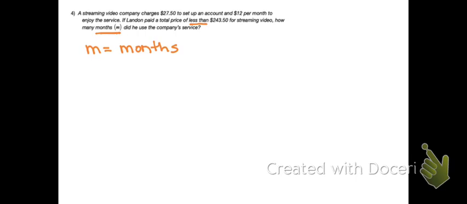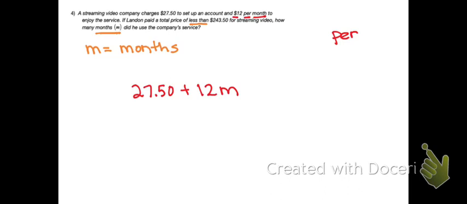Now, when you're writing an equation or an inequality, if you ever see the word per, then that means you are multiplying. So here, when it says $12 per month, then it's $12 times the number of months. If you only have the service for 1 month, you're paying $12, but if you have it for 3 months, it's 12 times 3. So you're always taking the $12 and multiplying it by the number of months. And then it's also $27.50. So this is how much they're paying, $27.50 plus $12 per month.